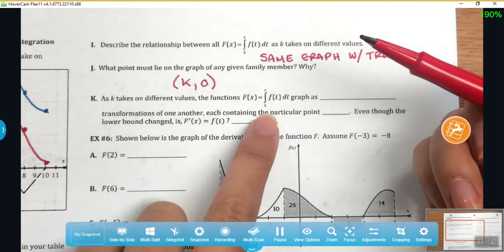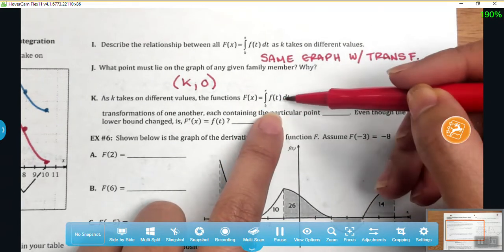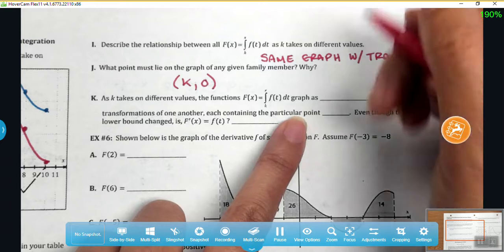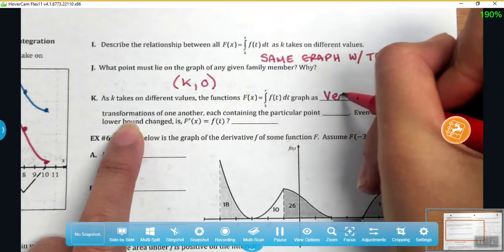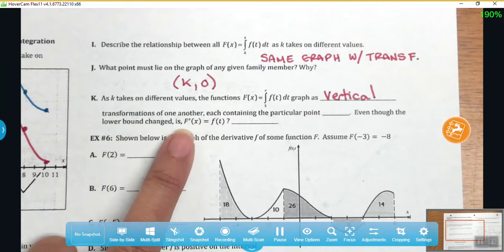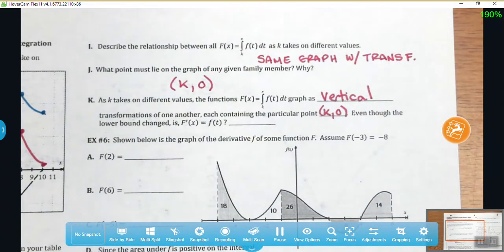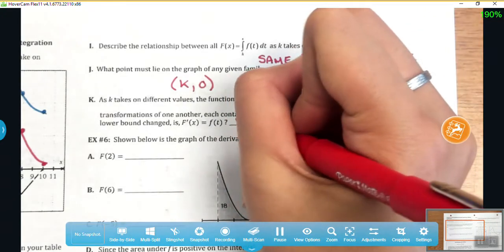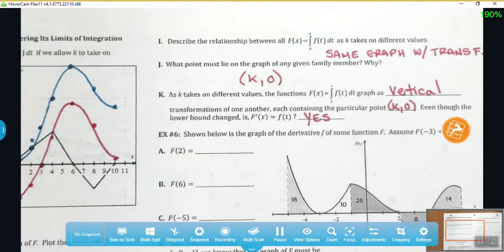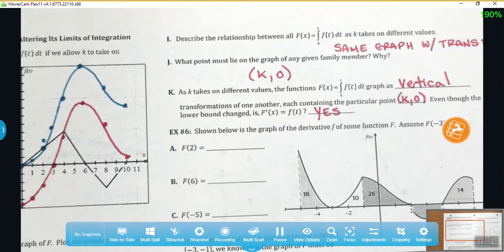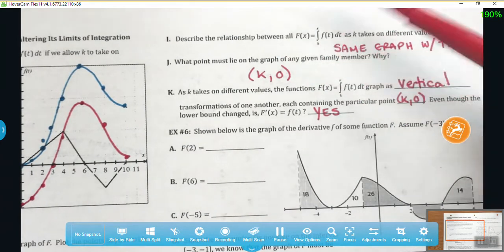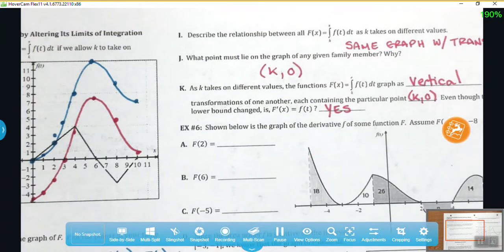As k takes on different values, the function integral from k to x of f of t dt graphs as what kind of transformations? Vertical transformations of one another, each containing the particular point k, 0. Even though the lower bound changed, is the derivative the same? Yes. Okay, so your derivative doesn't change. Your intervals of increasing and decreasing don't matter where your initial value is. It's the same throughout. Yeah, it's because when you take the derivative, the plus c doesn't matter.